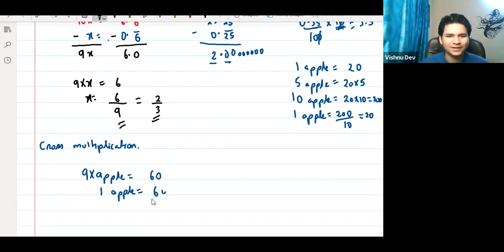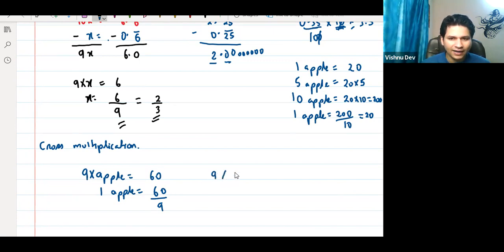60 by 9. Yes or no? Make sense? Very good, Nabil. Now everyone is understanding? Right? So basically it was 9 into x is equal to 6. So this 9 is actually getting to this side, right? So 9 is multiplied by x.